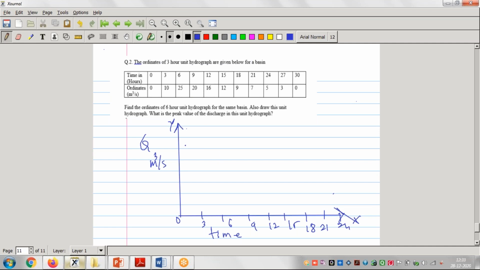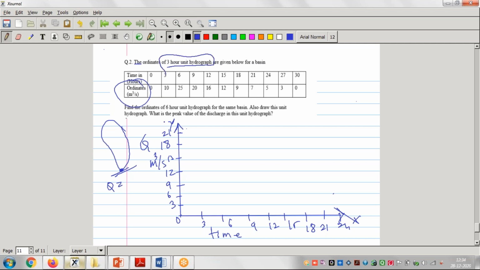So here, when I draw, suppose I take it as 3, then 6, then 9, then 12, then 15, 18, then 21, likewise. So at time 0, the discharge is collected, suppose this is the catchment, and here the discharge value, Q value, is noted down after every 3-hour interval, right? Now, this ordinate is because of, see here, a 3-hour unit hydrograph.